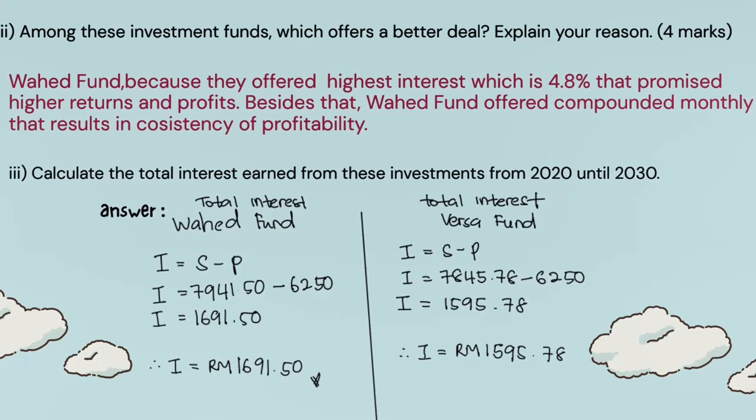And the last question is B3. Calculate the total interest earned from this investment from 2020 until 2030.